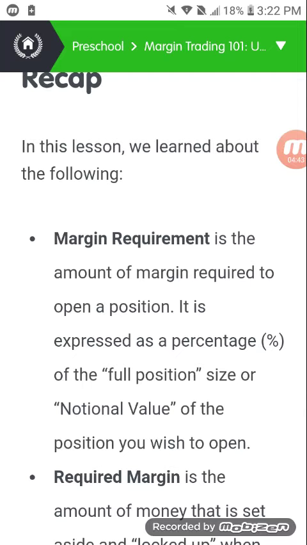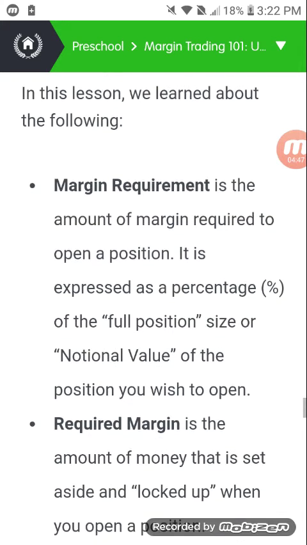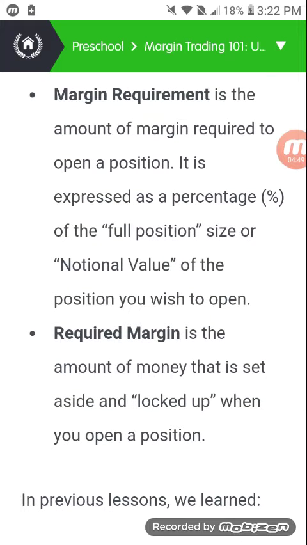In this lesson, we learned about the following. Margin requirement is the amount of margin required to open a position. It is expressed as a percentage of the full position size, or the notional value of the position you wish to open. Required margin is the amount of money that is set aside and locked up when you open a position.